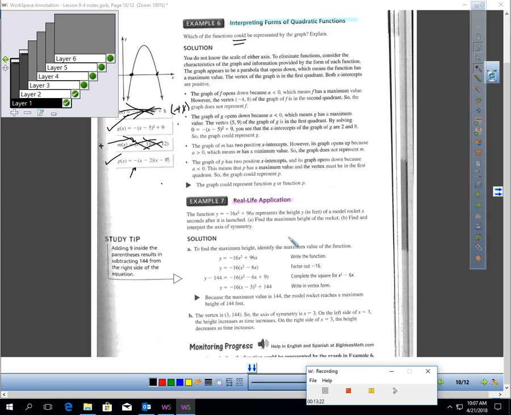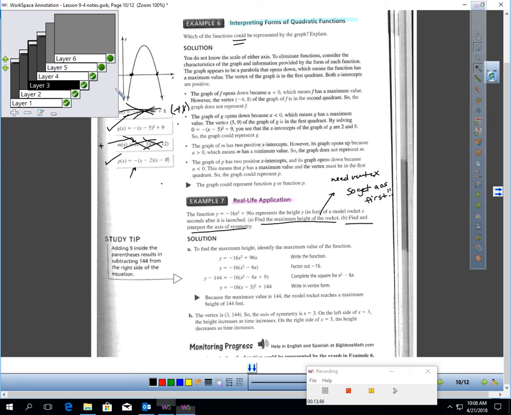You'll be asked in this section to use what we're learning here on real-life questions. The function y equals negative 16x squared plus 96x represents the height in feet of a model rocket x seconds after it's launched. So part A, find the maximum height, and part B, find and interpret the axis of symmetry. So they're asking me really, actually for both these questions, if I find the vertex, I can answer both these questions. So that's easy enough.